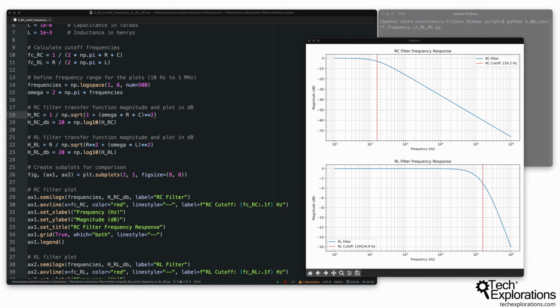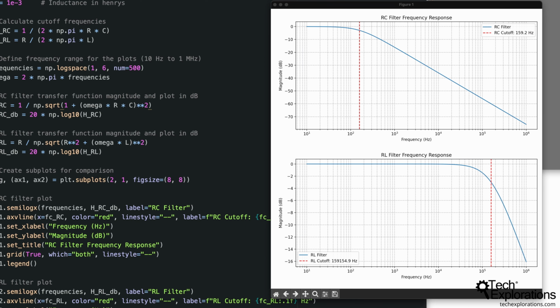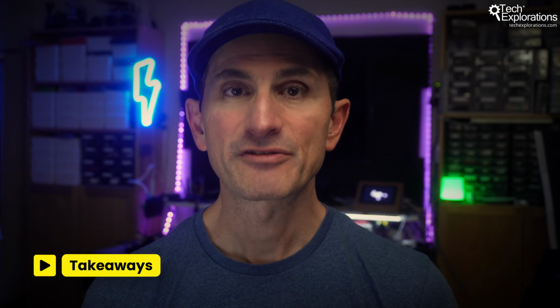When you run this script, it produces two plots, one for the RC filter and one for the RL filter, and each plot displays the cutoff frequency as a red dashed vertical line. Let's look at the key takeaways from this lecture now.